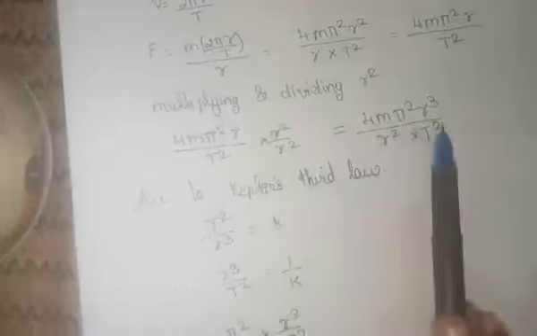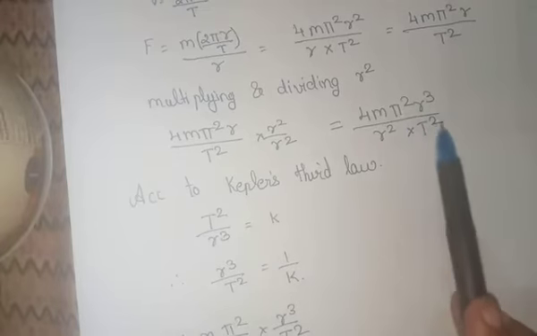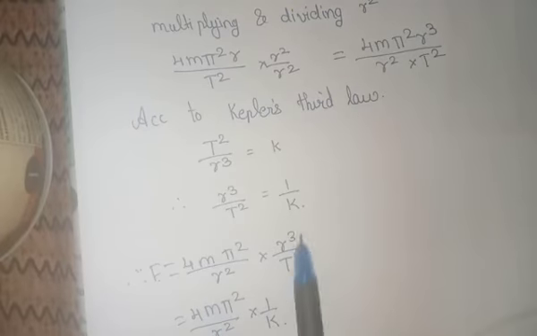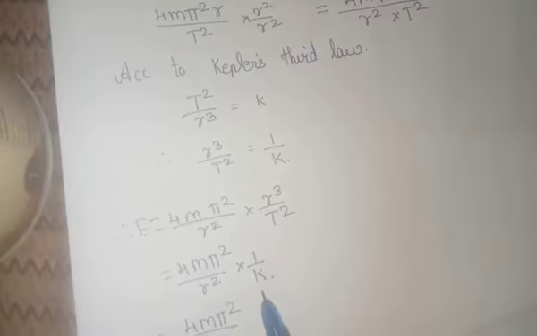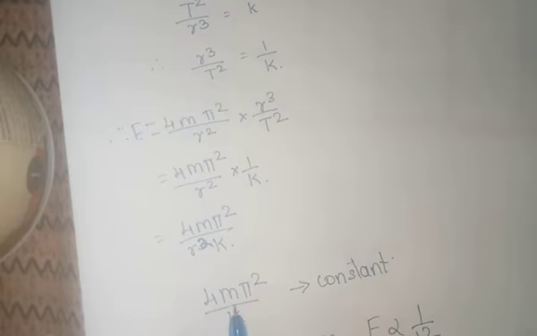This I have just taken differently so that it can be easy for us to understand. That is 4m pi square. So this entire value here has been given as 1 upon k. And that becomes 4m pi square upon r square k. Here, if you observe this, 4 is a constant, the value remains the same. The mass of a particular object remains the same. The value of pi is also constant and k is a constant. So these all factors remain constant.